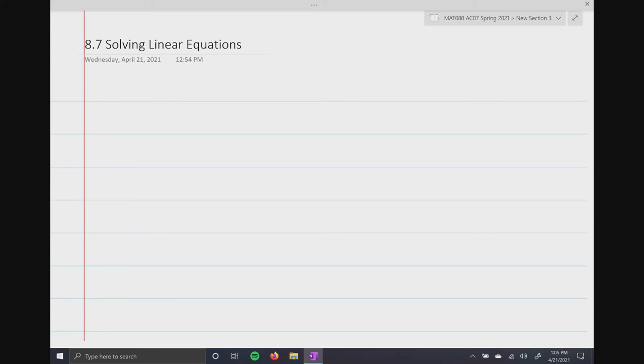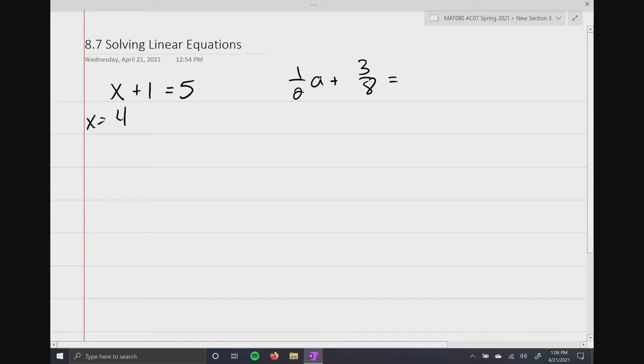So if we want to start off, we could start with something really simple, like something like this: X plus 1 equals 5. Now, I think we're smart enough in this class that we can kind of guess what that answer is. What number plus 1 equals 5? Well, that number has to be 4. So X equals 4. But the question becomes, is there a systematic approach to actually solve that problem? For example, if we looked at something like this, this problem right here is a little bit more difficult to guess what the answer is, okay?